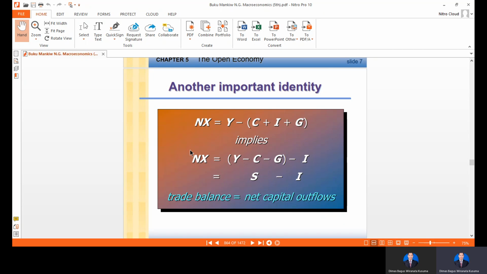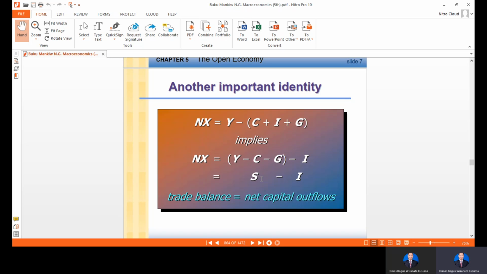net export. Net export is basically the trade balance, where NX deals with real goods, the flows of goods and services. And the right-hand side, S minus I, is the net capital outflow, or the flows of capital. So if S is bigger than I, it means we have a surplus in terms of the flows of capital.